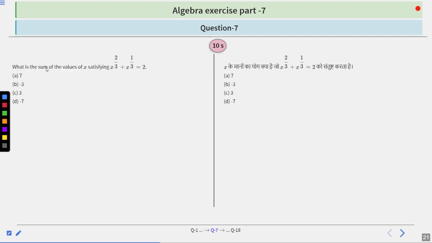Next is, what is the sum of the values of x satisfying x raised to power 2 upon 3 plus x raised to power 1 upon 3 is equal to 2? And the options are option A 7, option B minus 3, option C 3, and option D minus 7. These are the options.